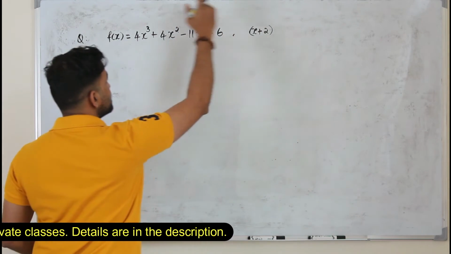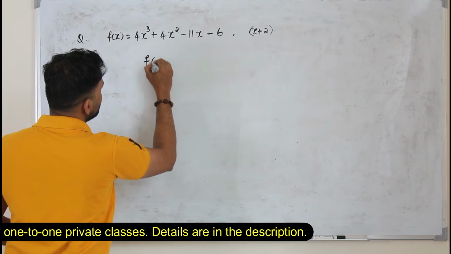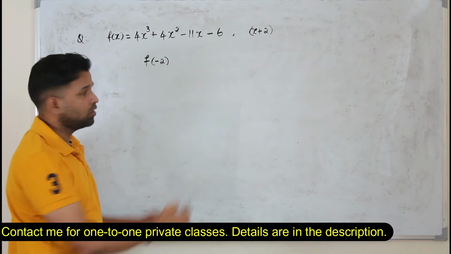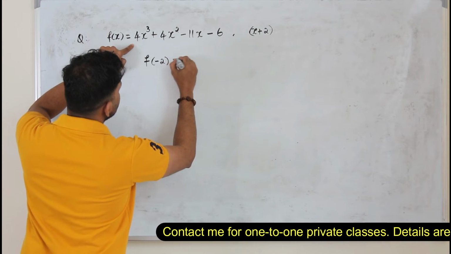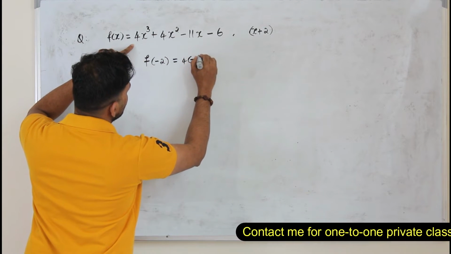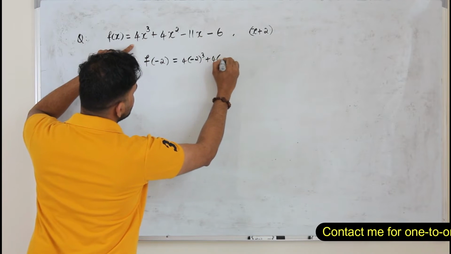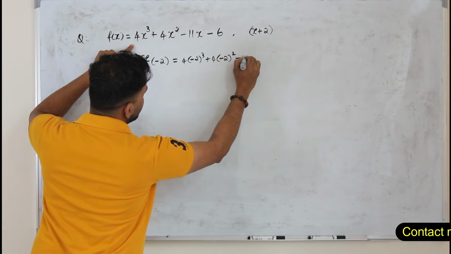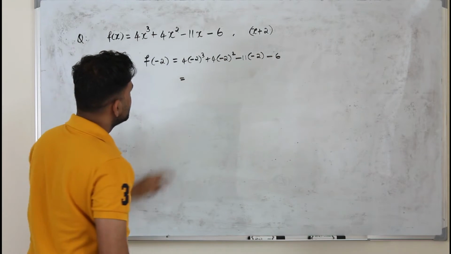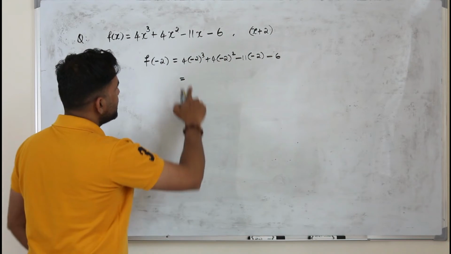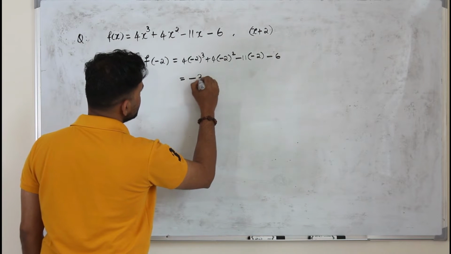If x plus 2 is a factor, your f of minus 2 should be 0. Don't put it as equal to 0 because that's what we are trying to prove. If you replace x by minus 2 here: minus 2 whole cube, 4 times minus 2 whole square, minus 11 times minus 2 minus 6, which is minus 2 whole cube is minus 8, 8 fours are 32, minus 32.